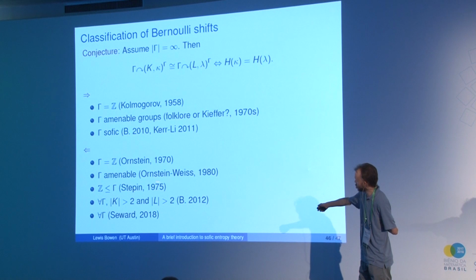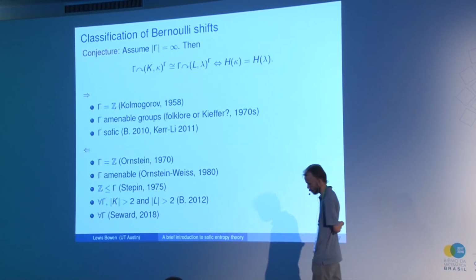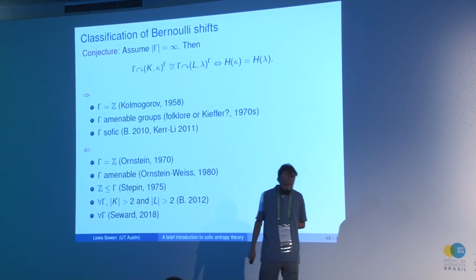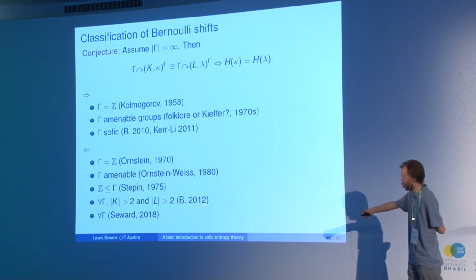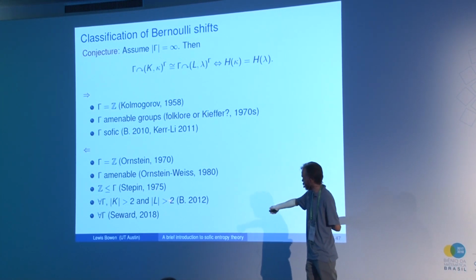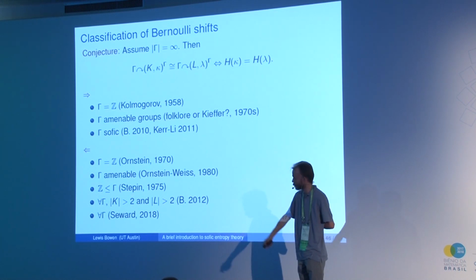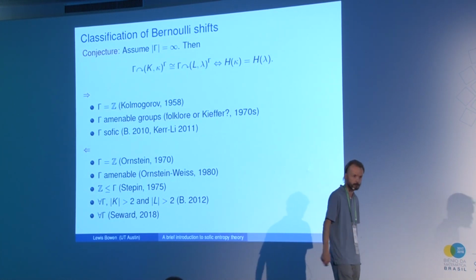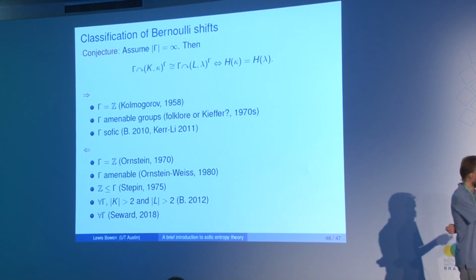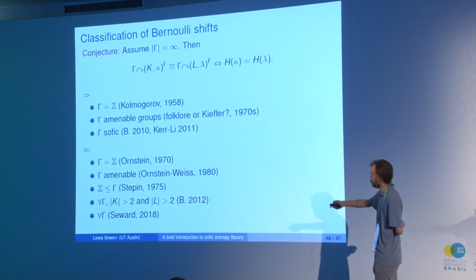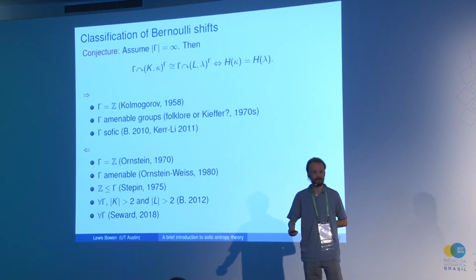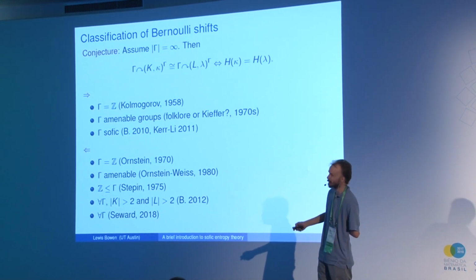So taking this idea of Stepan's and applying it to measured equivalence relations, I was able to extend it to all groups, but I had some technical restrictions, and recently Brandon Seward has removed these. So we in fact know the entire story now in this direction, but the other direction is still open for non-Sofic groups if they exist.